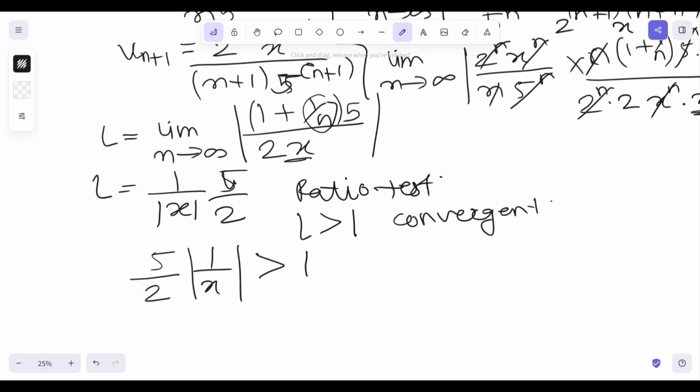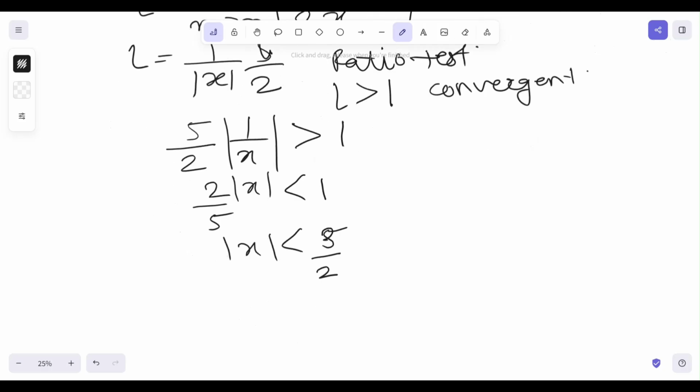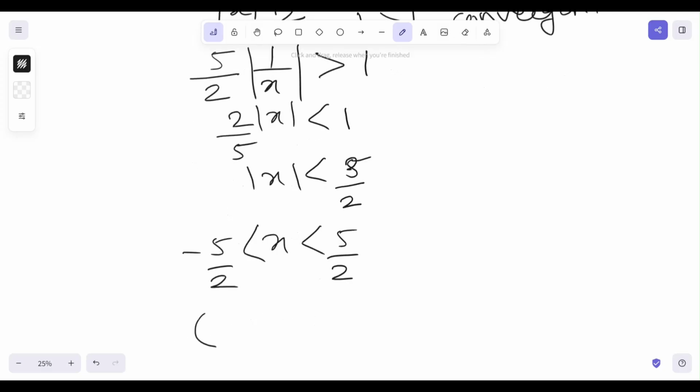So just take the reciprocal. It would be 2 modulus of x upon 5 is less than 1. So now it would be mod of x less than 5 by 2, right? Then remove the modulus, it would lie between minus 5 by 2 and 5 by 2. Hence the interval we get is that x belongs to the interval minus 5 by 2 to 5 by 2.